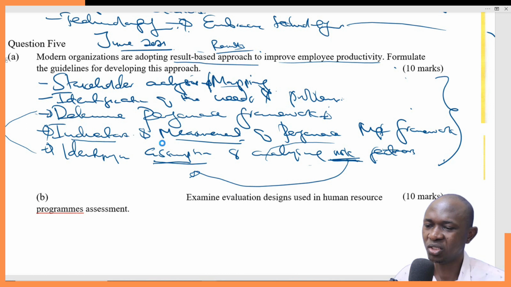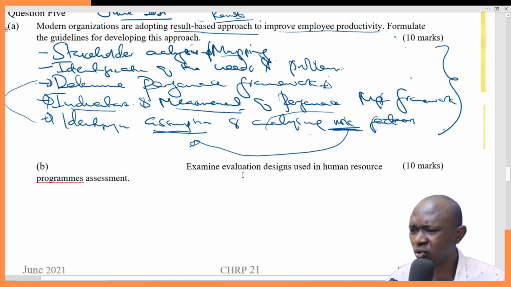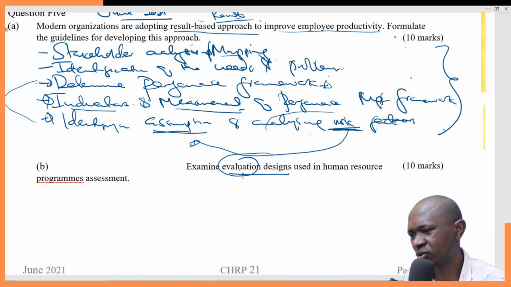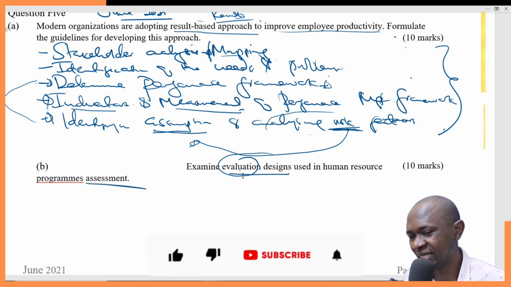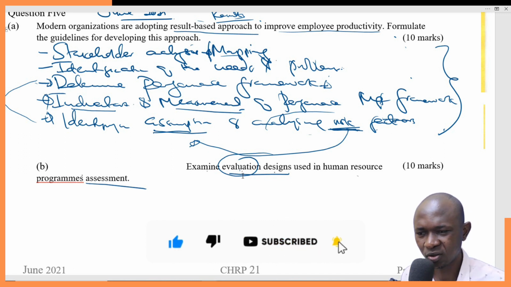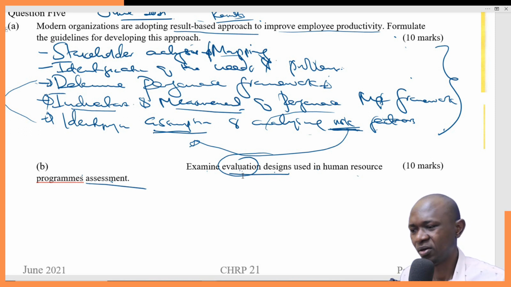10 marks, 2 marks each. Question 5B. Examine evaluation designs used in human resource programs assessment. Evaluation is how we fared in terms of the assessment. We want to assess the human resource programs, how successful they have been. What are some of the evaluation designs or assessment designs?